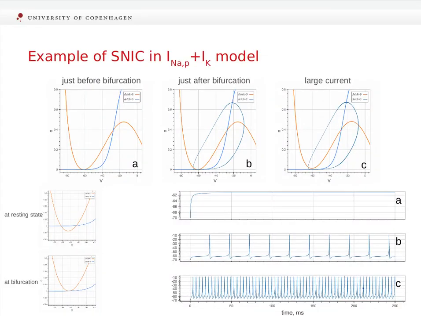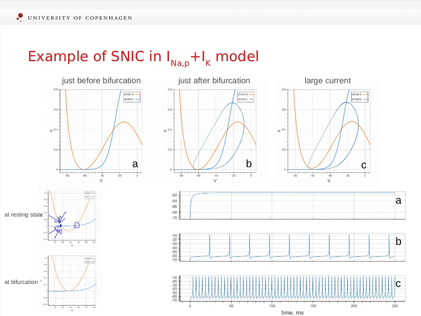Now this is illustrated in the following slide here. This is an example of a saddle node on invariant circle bifurcation for our model. If we look at the zoomed up parts here, what we see is that at resting state we have a saddle, we have a node, and we have a saddle, and all trajectories wherever we start will be pulled towards the node.